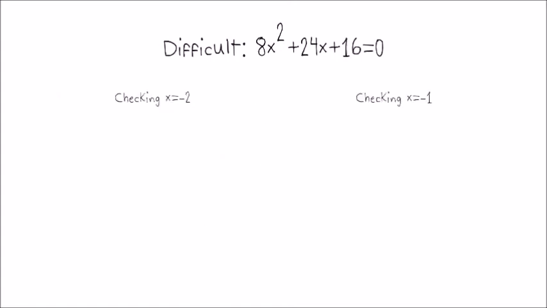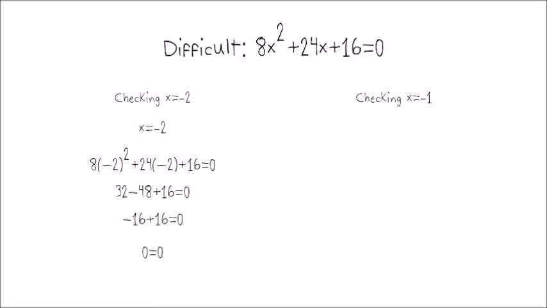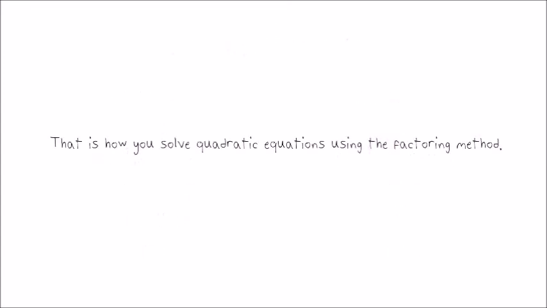So we can also check that it is correct. Checking x equals negative 2, it seems to satisfy the equation. Let's now check x equals negative 1. It also satisfies the equation. So therefore, that is how you solve quadratic equations using the factoring method.